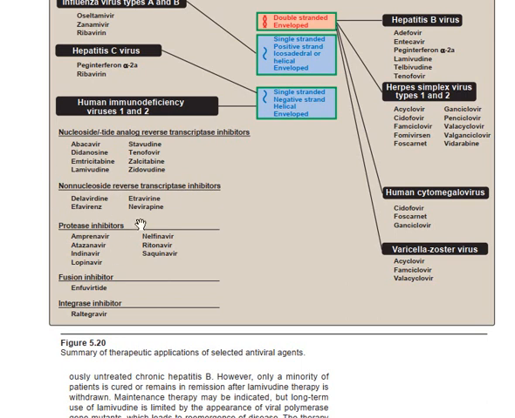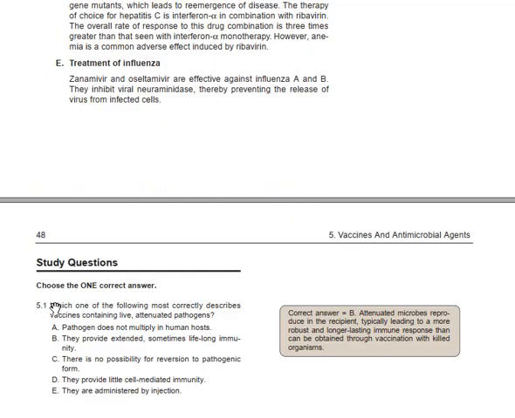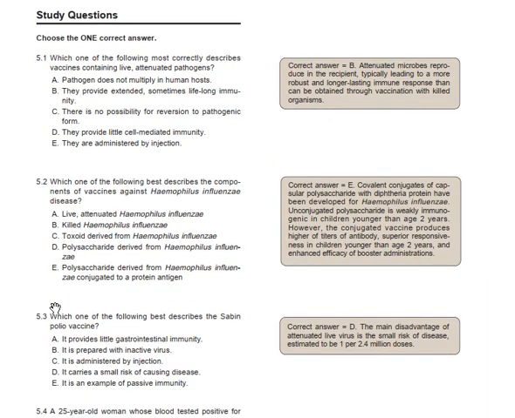Non-nucleoside reverse transcriptase inhibitors: we have efavirenz and nevirapine. Protease inhibitors: we have indinavir, ritonavir, saquinavir, and lopinavir. All the navirs are in the protease inhibitor group. The fusion inhibitor is enfuvirtide, and the integrase inhibitor is raltegravir. All those are the antimicrobial agents involved here.